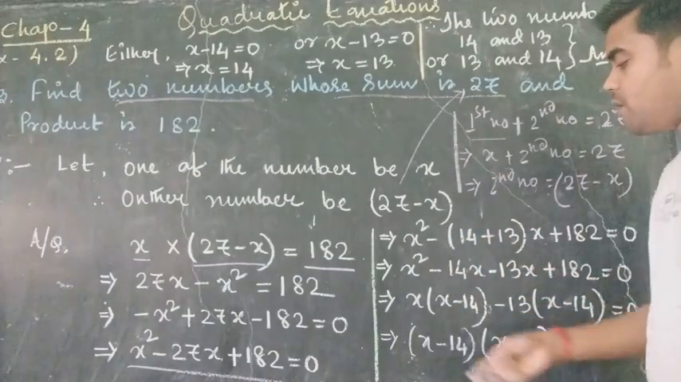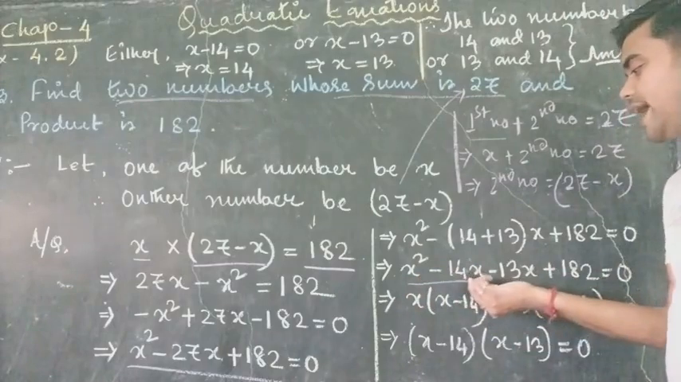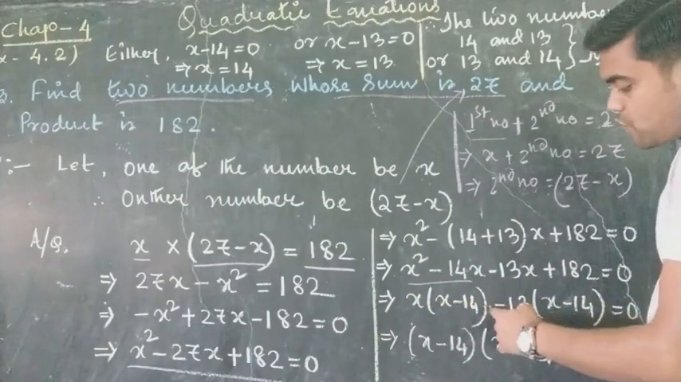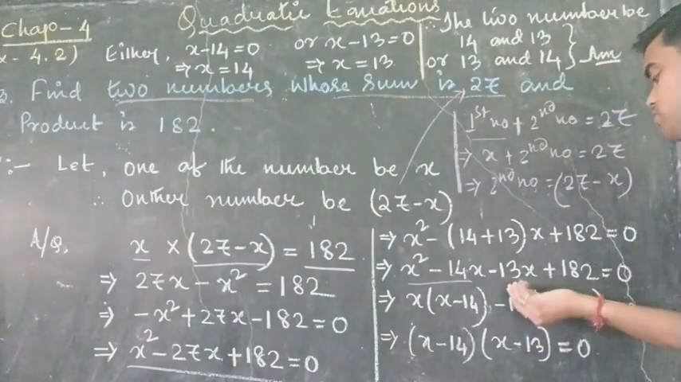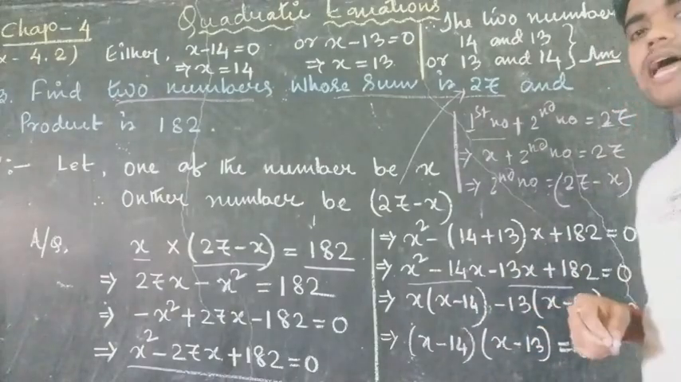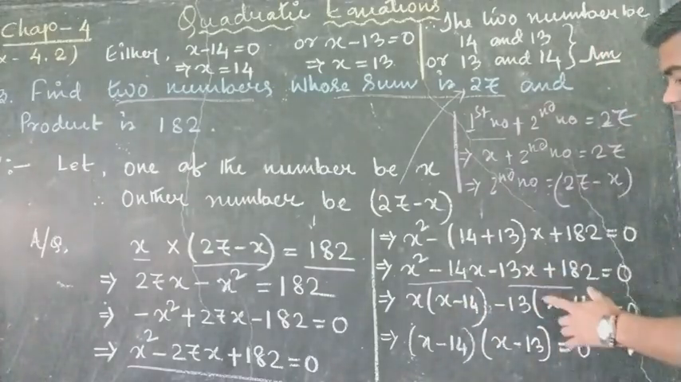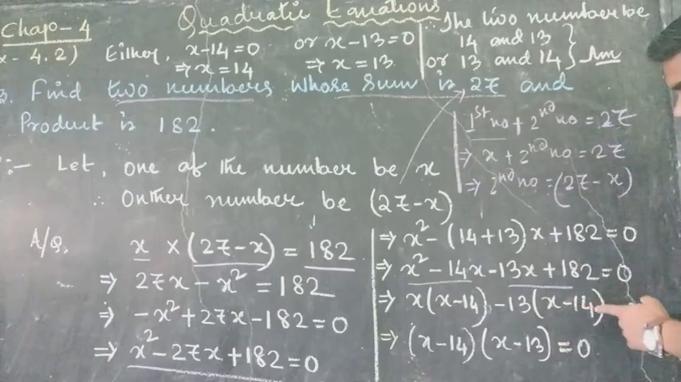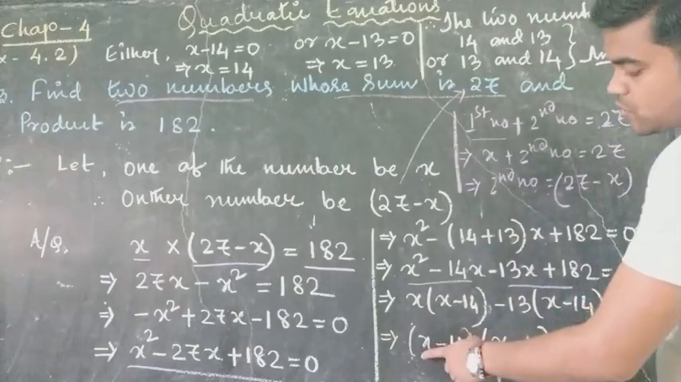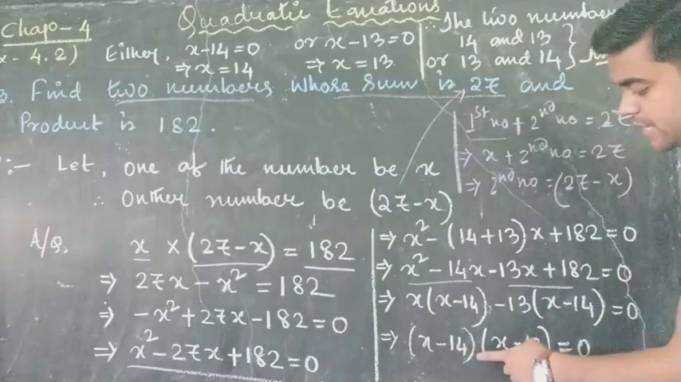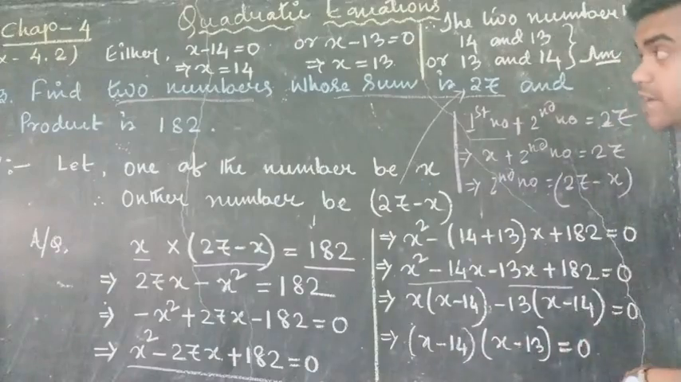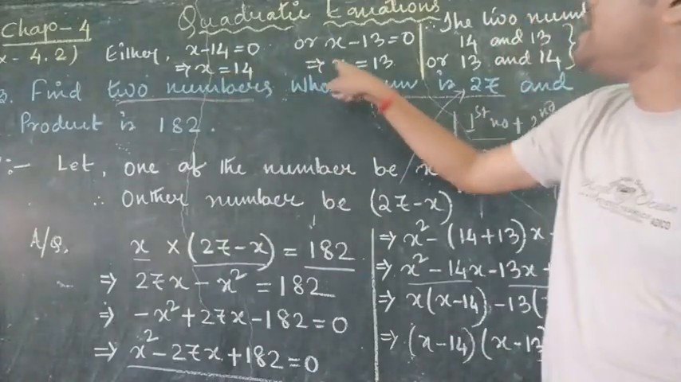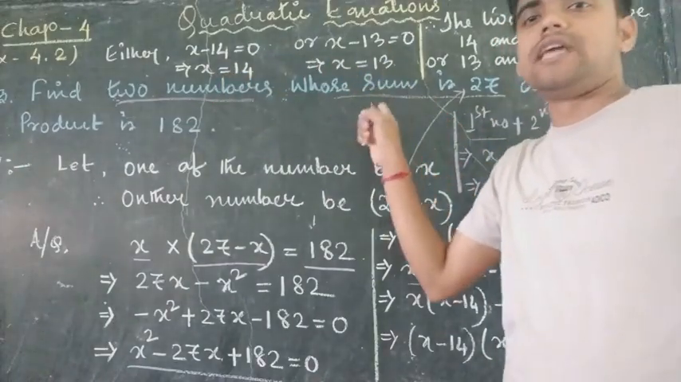Between these two terms x is common. Inside the bracket is x minus 14. Between the other two terms 13 is common, and inside the remaining bracket is x minus 14. So our solution is (x minus 14)(x minus 13) equal to 0. That means our roots are x equal to 14 or 13.